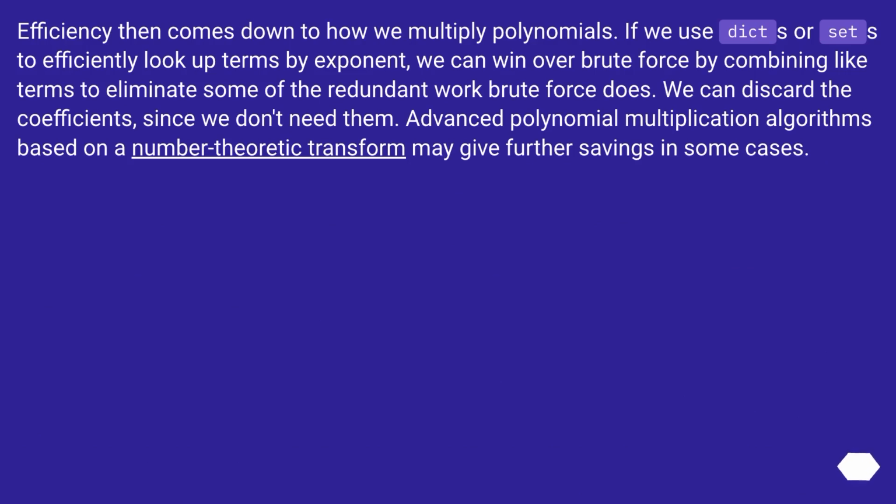Efficiency then comes down to how we multiply polynomials. If we use dicts or sets to efficiently look up terms by exponent, we can win over brute force by combining like terms to eliminate some of the redundant work brute force does. We can discard the coefficients, since we don't need them. Advanced polynomial multiplication algorithms based on a number theoretic transform may give further savings in some cases.